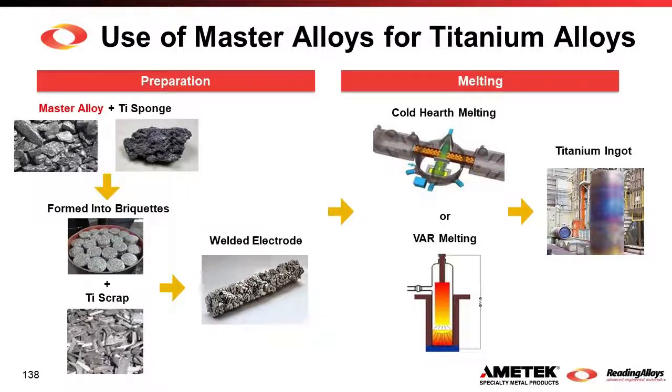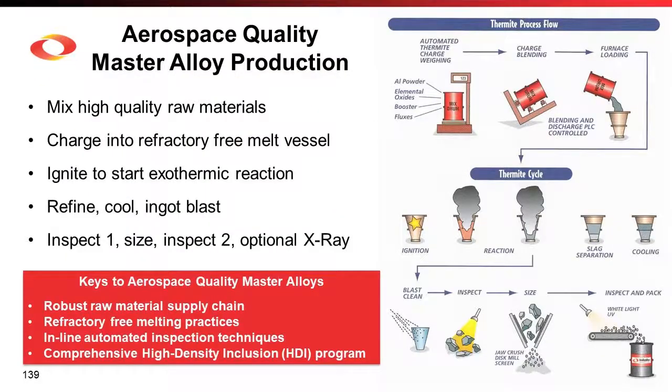When you're making master alloys, it's very key to control the process. A few things I'm just going to highlight here in brief. One, the raw materials used are essential in this process. They have to be certified and come from known sources. We have to use a refractory-free process to melt these materials to ensure cleanliness, for aerospace components especially.